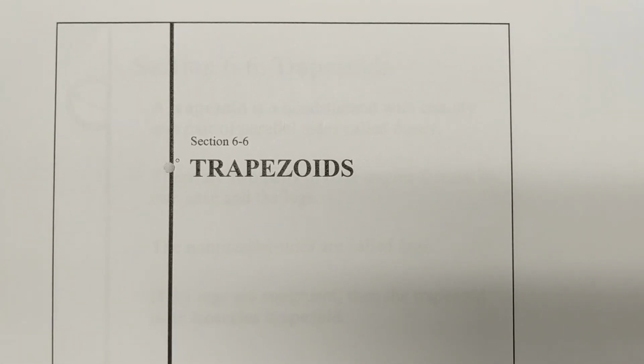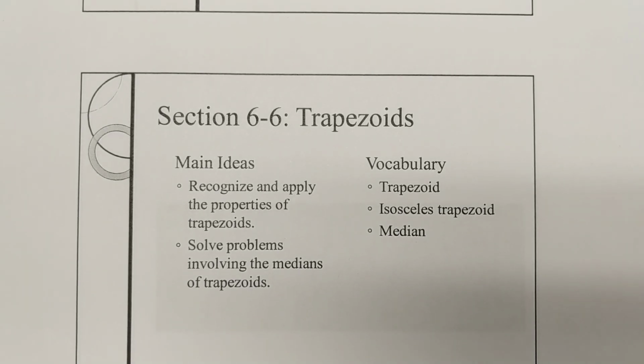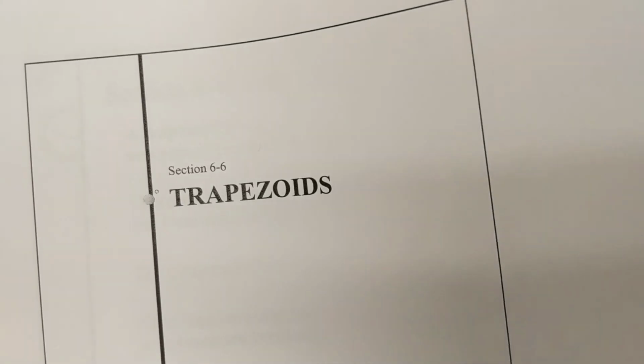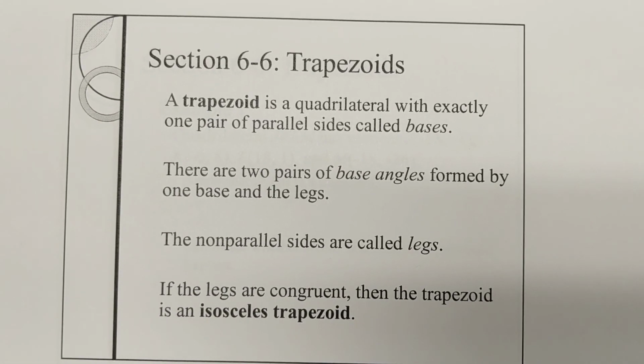Okay, here we have section 6.6, which deals with trapezoids. So vocab: trapezoid, isosceles trapezoid, and median. A trapezoid is a quadrilateral with exactly one pair of parallel sides.